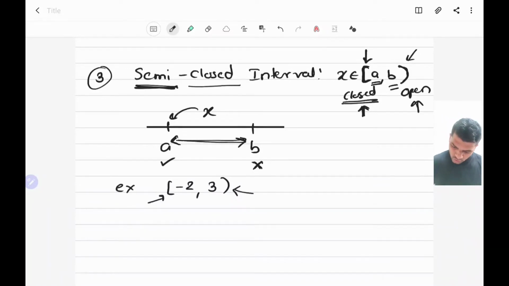So how will you draw this thing on a number line? Very simple. This is a very important concept, friends. You cannot neglect it. Maths is a symbolic language, so you must know the meaning of this interval.